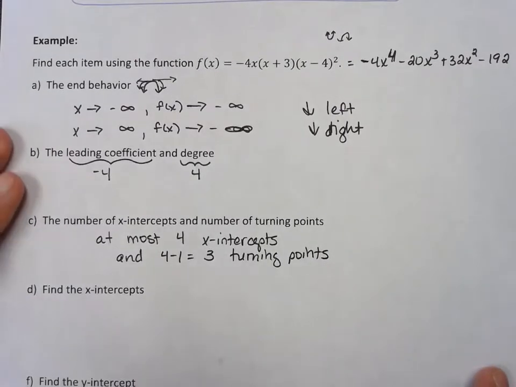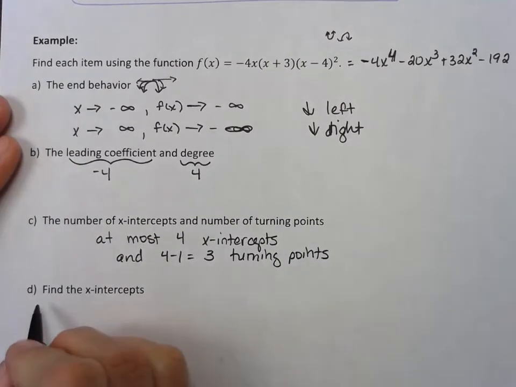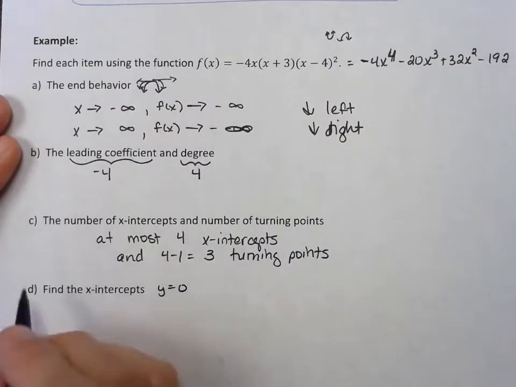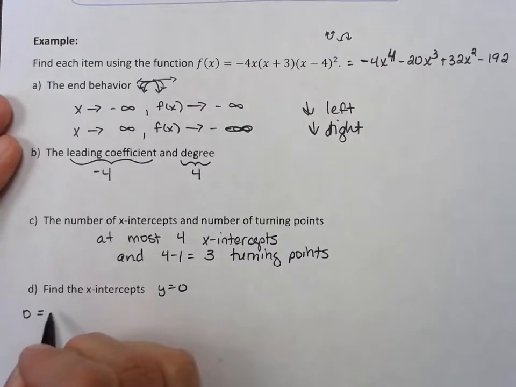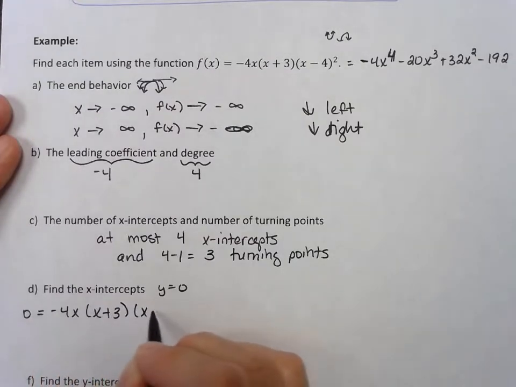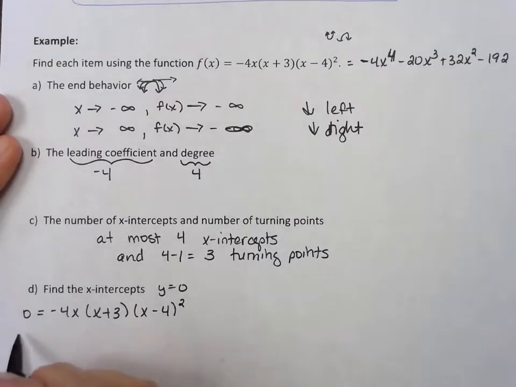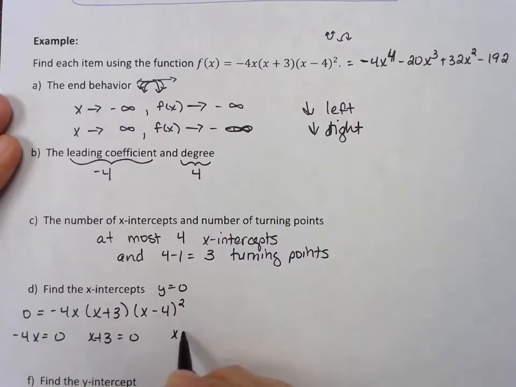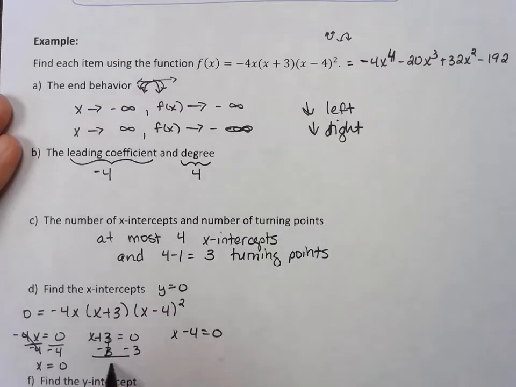Now we're supposed to find the x-intercepts. Remember, an x-intercept is where y is 0. So we have 0 is equal to, I'm going to use the original function because we need it to be in factored form. So set them all equal to 0. We're going to divide by -4. So we get x equals 0. Subtract 3. So x equals -3. And add 4. So x equals 4.